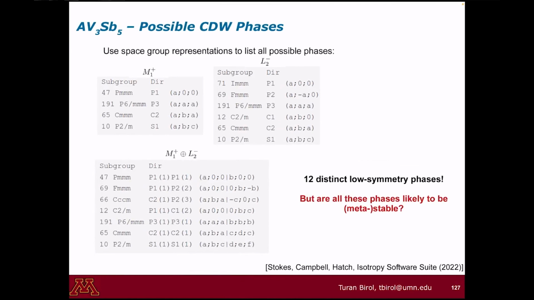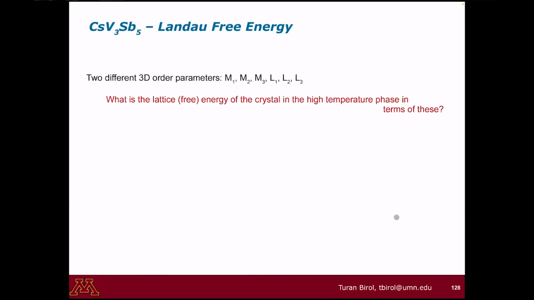Now, it's not clear if all of these are equally likely, right? Because remember that in barium titanate, we had a fourth order expansion. And I said that the fourth order expansion wouldn't give you those really low symmetry space groups, right? So similarly, a fourth order expansion here probably wouldn't lead to P2/M, this really low symmetry space group. So probably not all of these are metastable, right? So can we be sure how some are more likely than the others?